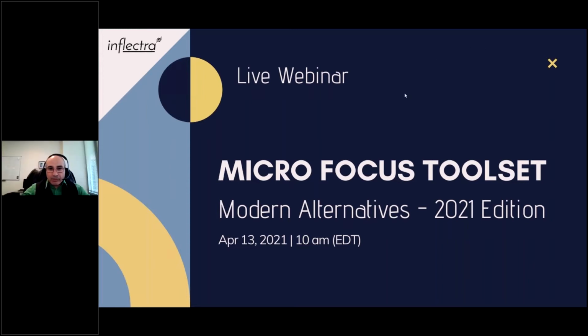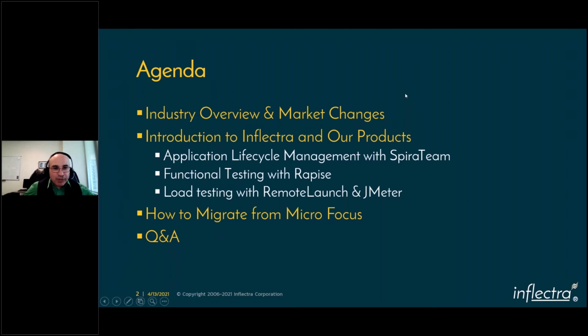In today's agenda, we'll first of all be talking a little bit about an overview of the market and how things have changed. We'll then introduce you to Inflectra, the company, and our products, specifically focusing on SpiraTeam, our application lifecycle management solution, Rapise, our functional testing tool, and lastly, load testing, which you can do with our remote launch connector and the popular open source JMeter application. After that, we'll then be talking about how you can migrate from Microfocus, and then we have time for questions.